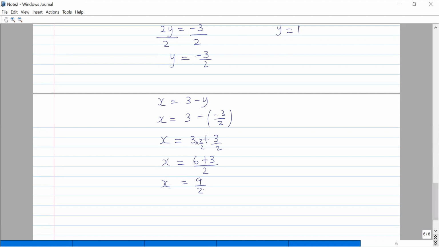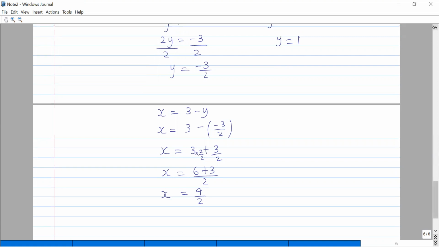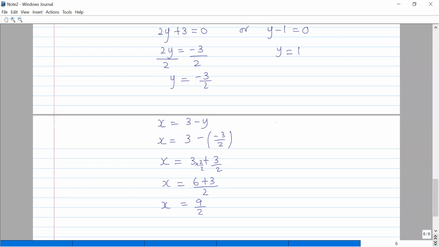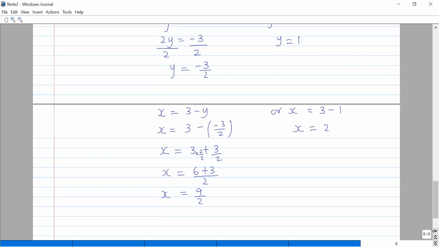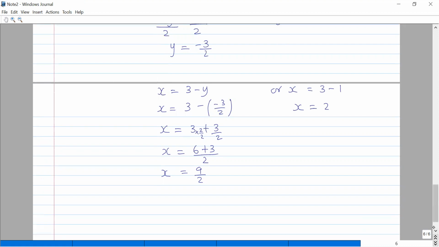Then for the other one, for y is equal to 1, you just take the 1. So x is equal to 3 minus 1. So x is equal to positive 2. So this is the answer for this one.